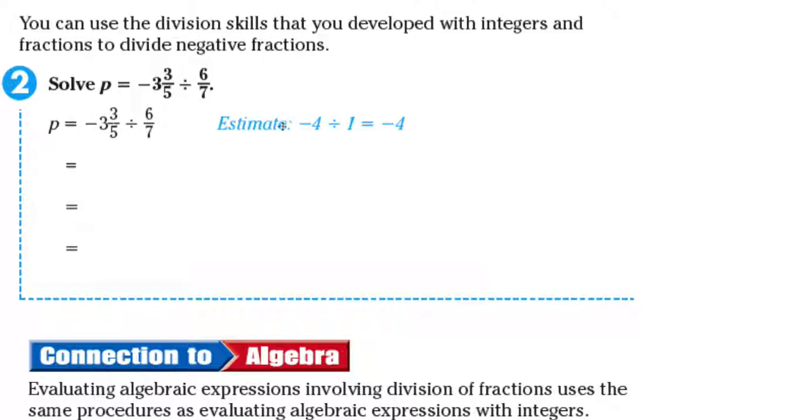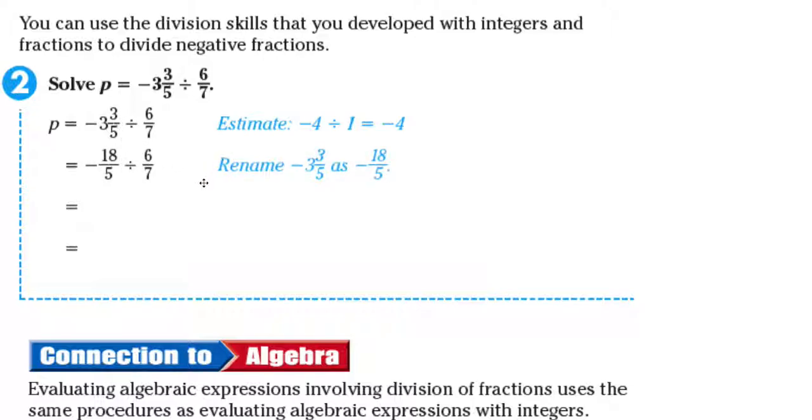3/5 divided by 6/7. We again begin with estimating. That's a -4 divided by 1, which will give us an answer close to -4. So the exact answer should be close to -4 to make sure our answer is reasonable or not. First things first, we convert -3 3/5 into an improper fraction.